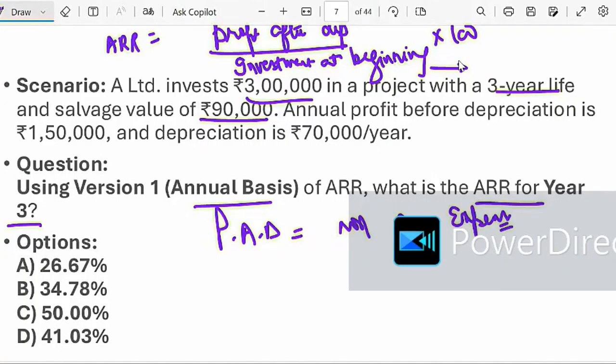So how to calculate the investment? See, investment at the beginning of year, and you have to calculate for year number 3. You can see you have to calculate the ARR for year number 3.